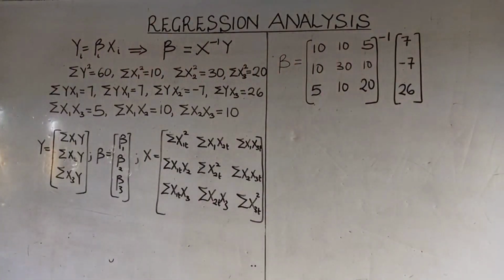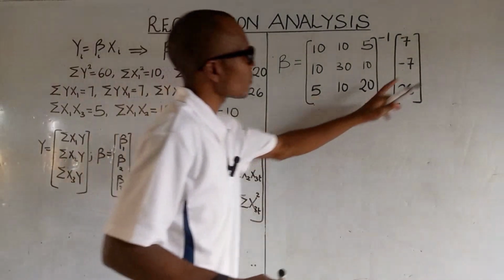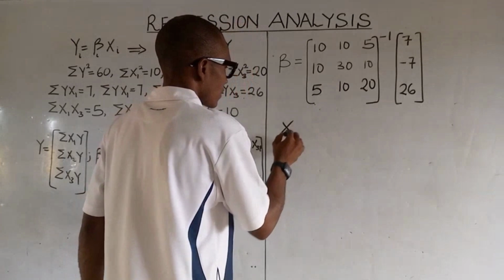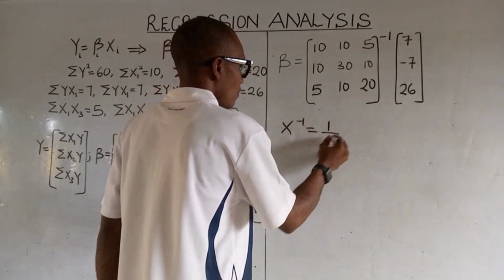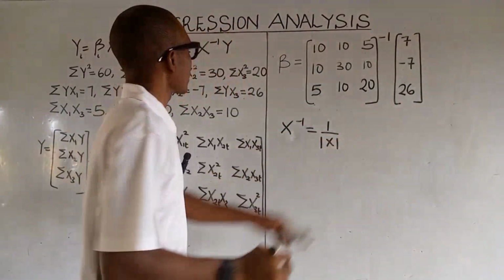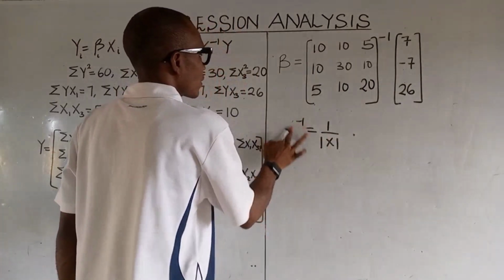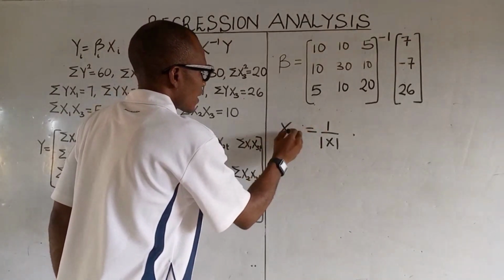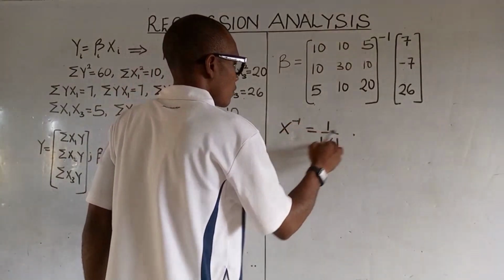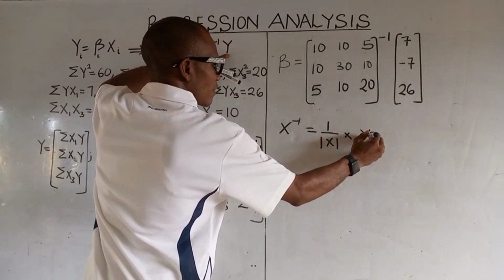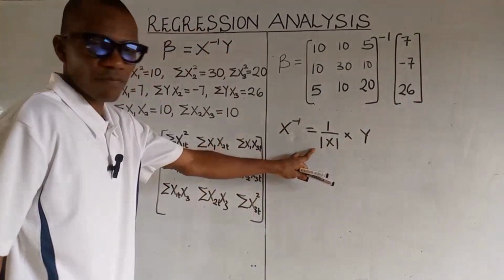If you want to solve for B, the next thing to do is to solve the inverse of this. And we also know that x inverse is equal to 1 all over the determinant of x, multiplied by the value of y. So this is what we solve for.